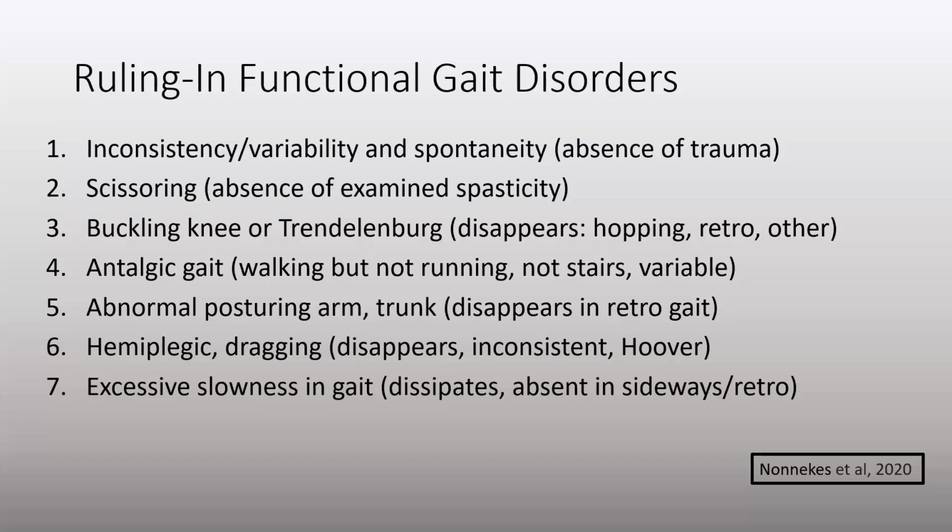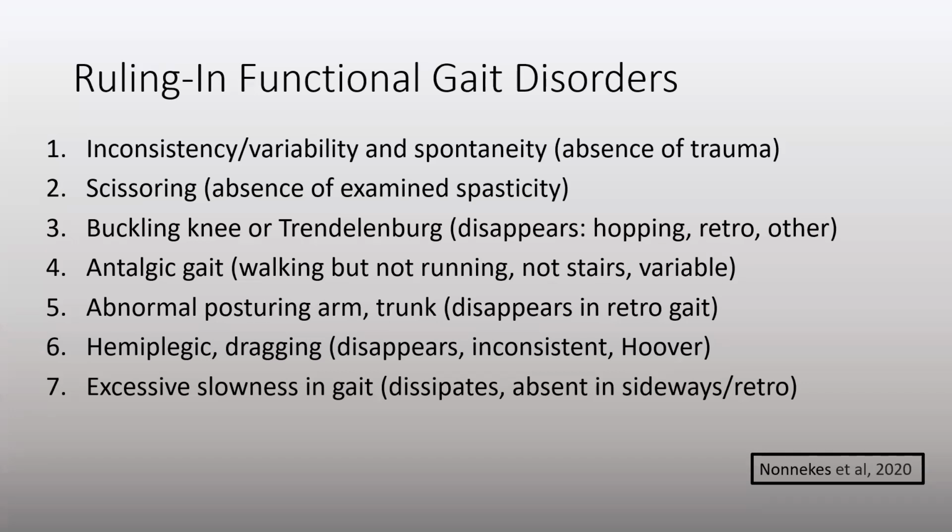Let's get started looking at this article by Nanekis and colleagues from 2020, identifying 7 different signs of gait that can help us rule in a functional gait disorder. Notice how I paused there. Help us rule it in. 2 important things there. We do rule in functional conditions, and we can't just use one sign, one test to confirm a diagnosis. Much more to be said about that. So put an asterisk next to each one of these. These help us accumulate enough findings to rule it in.